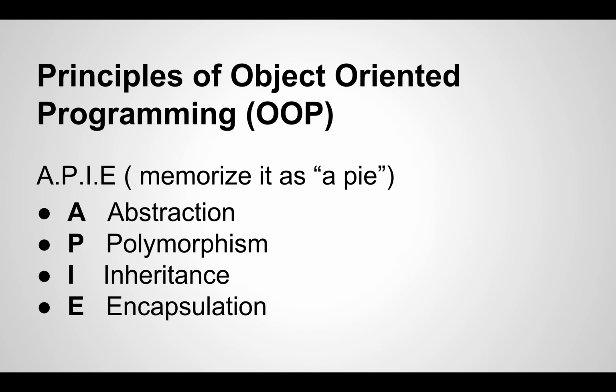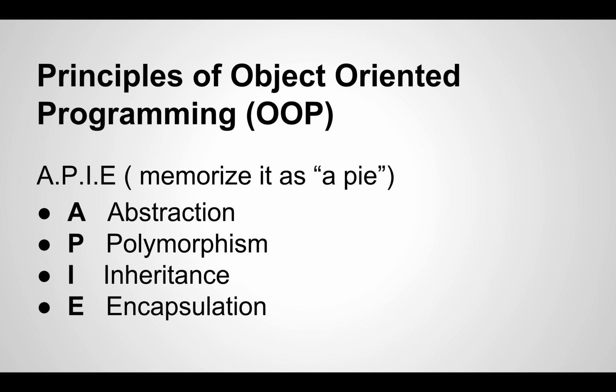Okay, so the principles of object-oriented programming, OOP for short. Now, these are usually interview questions, so it makes me smile a little when I see this. So know that if someday you have an interview, they might ask you what the principles of object-oriented programming are, and it's a PIE. To memorize it, you have to remember it as a pie. Okay. So A stands for abstraction, P stands for polymorphism, I for inheritance, and E for encapsulation.